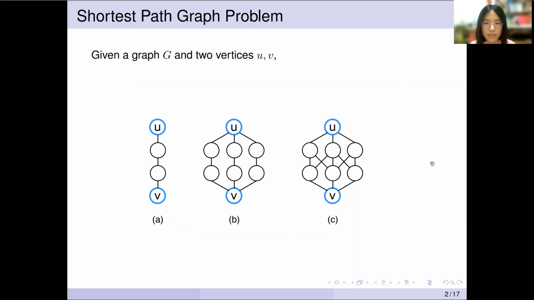Consider these three graphs depicted in this figure. In graph A, there's only one shortest path between U and V. In B and C, there are 3 and 7 shortest paths respectively. The shortest distance or one shortest path between U and V is insufficient for us to distinguish vertex U and V in these three different scenarios, since the shortest distances between U and V are all 3.